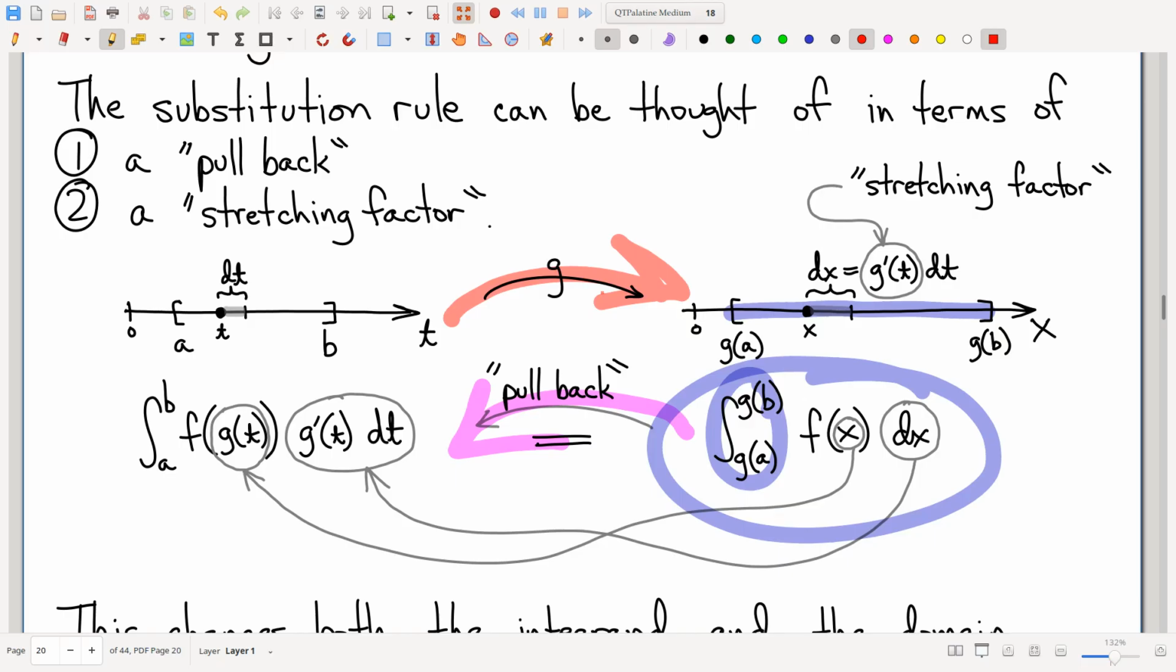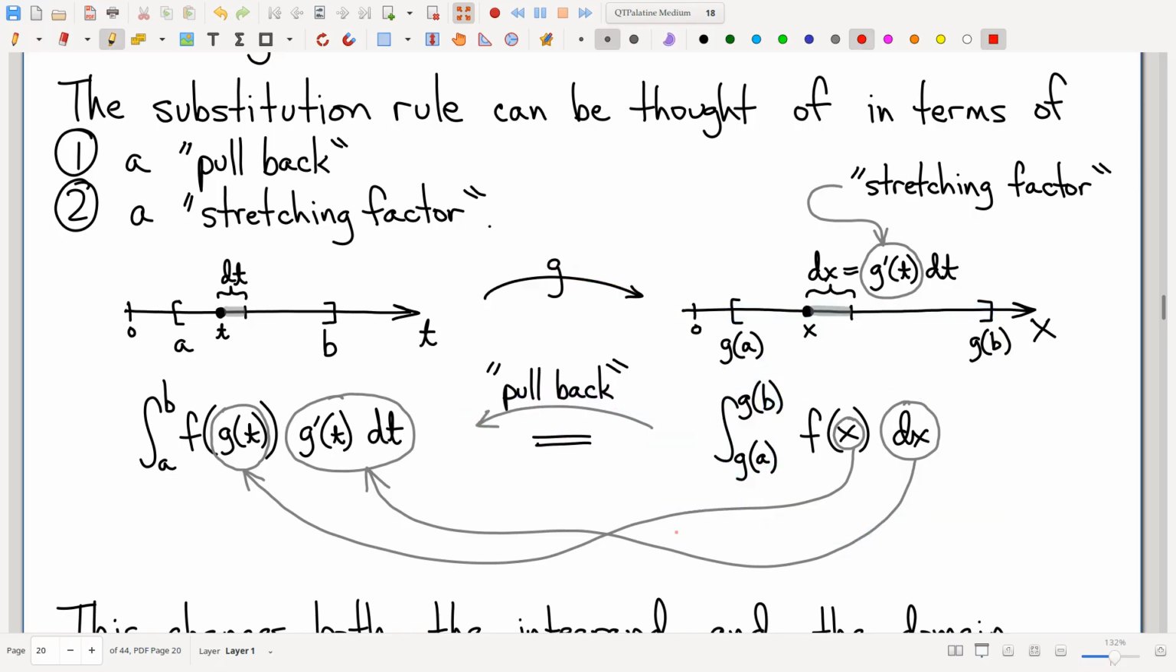What the function does is it takes points on the left and spits out images on the right. The function's going that way, and we're going to do this kind of backwards. We're going to take an expression that's on the right, and by way of this g function, details to follow, figure out how to pull it back to produce an expression on the left. This is a term in similar use elsewhere in math. The term is pullback, and I think it's very nice in this context. So this is actually pretty straightforward.